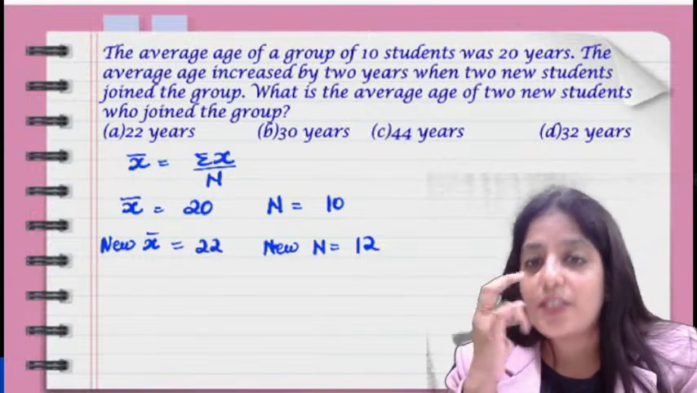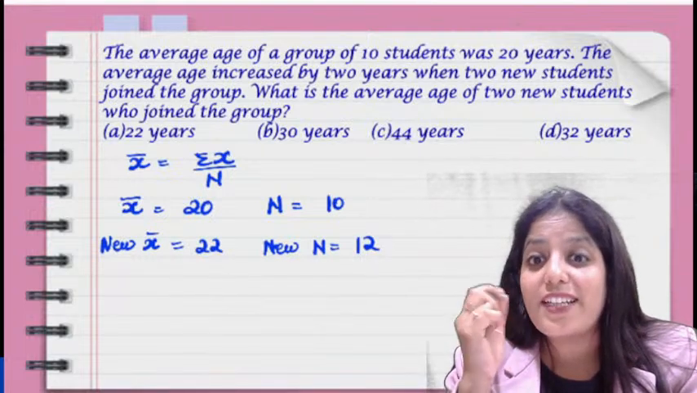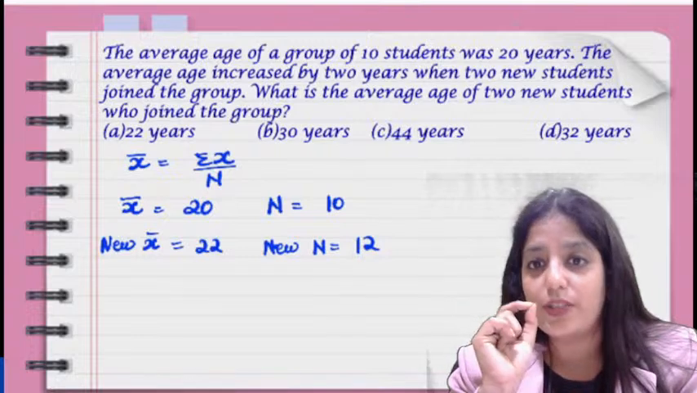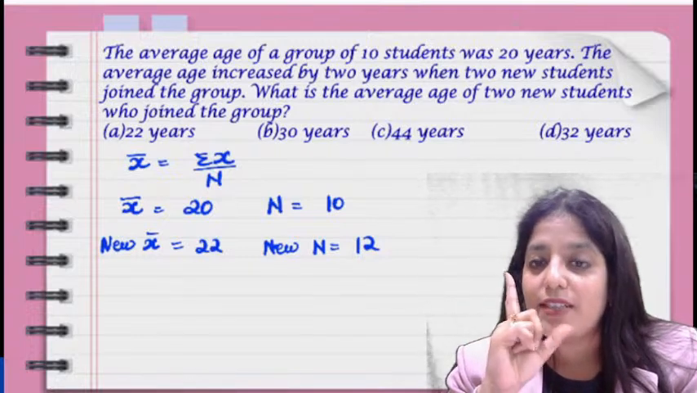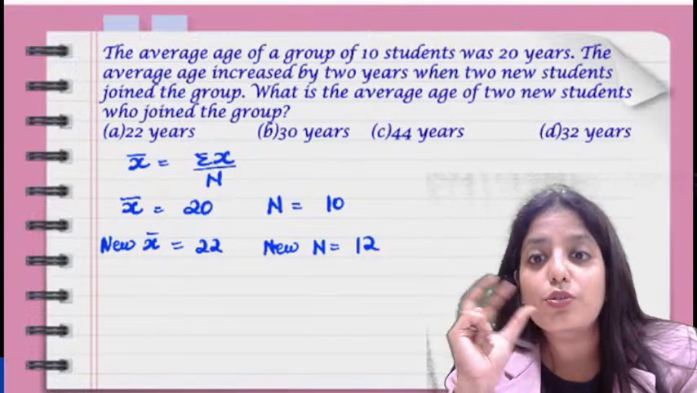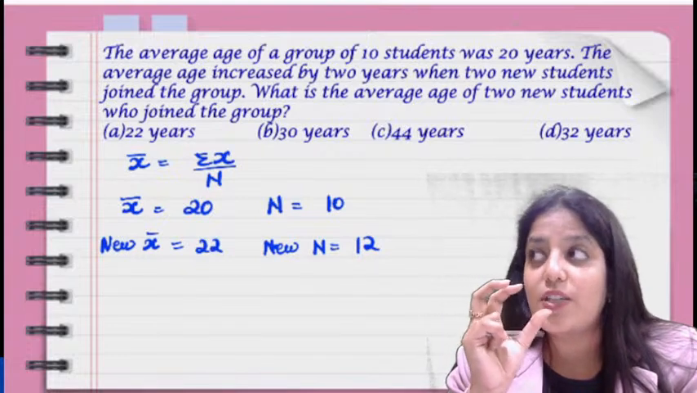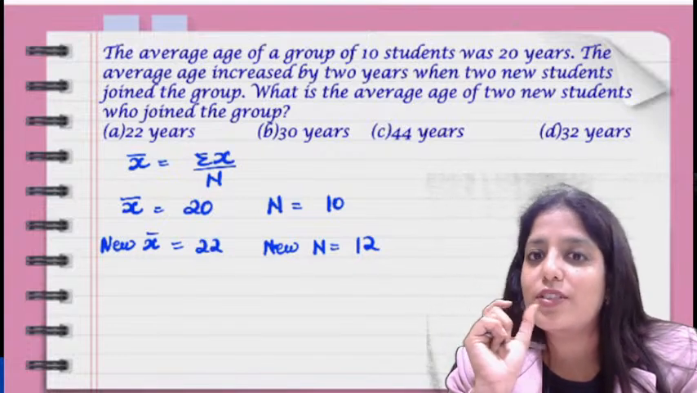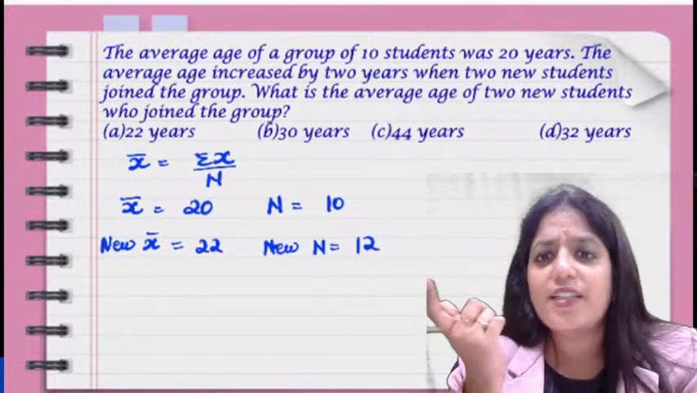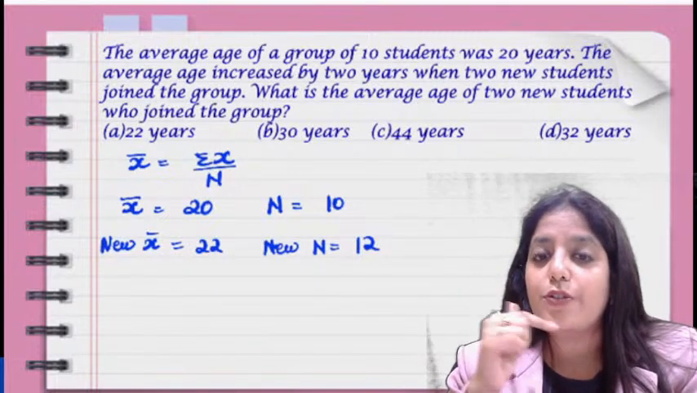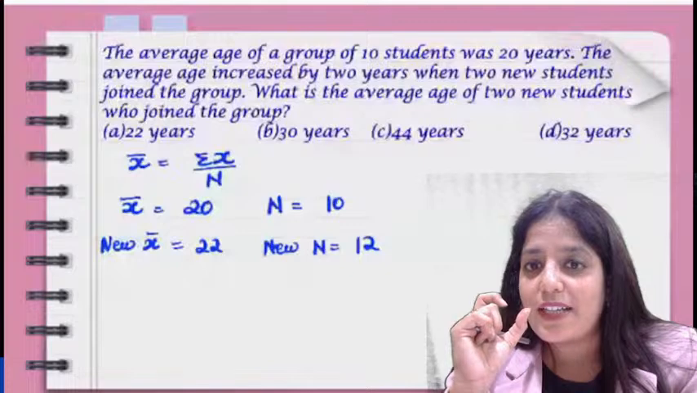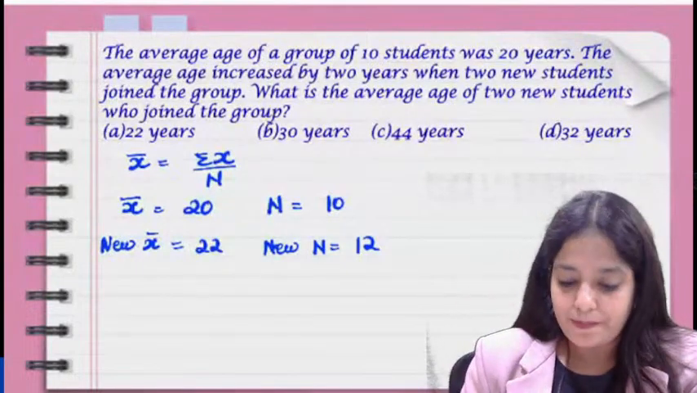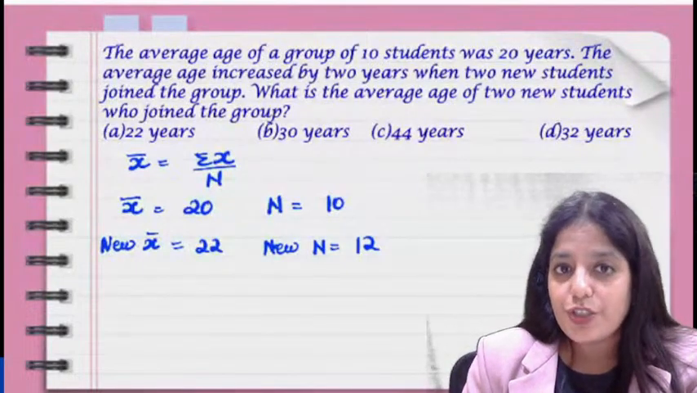They are just asking you to find the average age of the 2 new students. So for finding the average age of the 2 new students, you just need to find the sum of their ages and then divide it by 2. So how are you going to find the sum of their ages? It's very simple. Just observe the first formula.